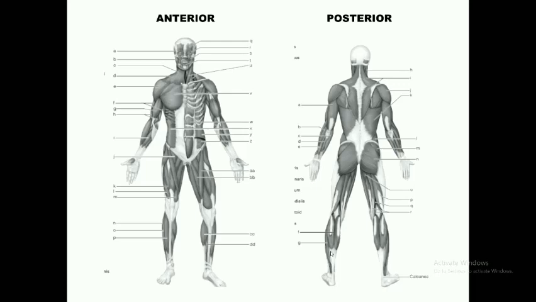So that's it for our body muscles. So I can say that we have lots of muscles in our body, and every muscle works together for us to move and do the things we want to do.